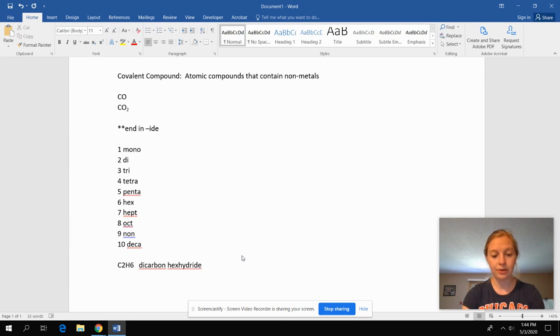Okay, let's do another one. B2, and we'll just do H again, H8. Okay, so this one's name is diboron. See, it's di, and then it has the whole element name. The next part is going to be oct, hydride. Okay, another example.